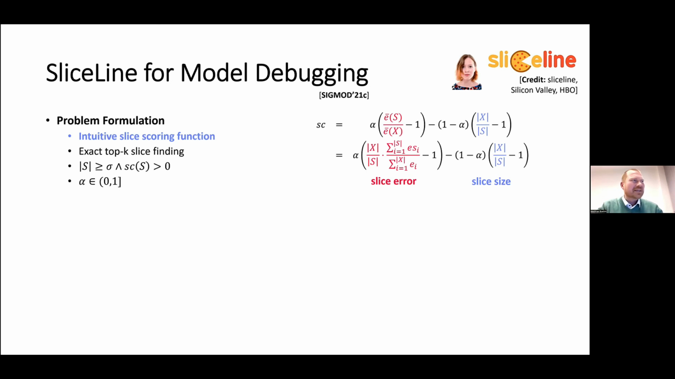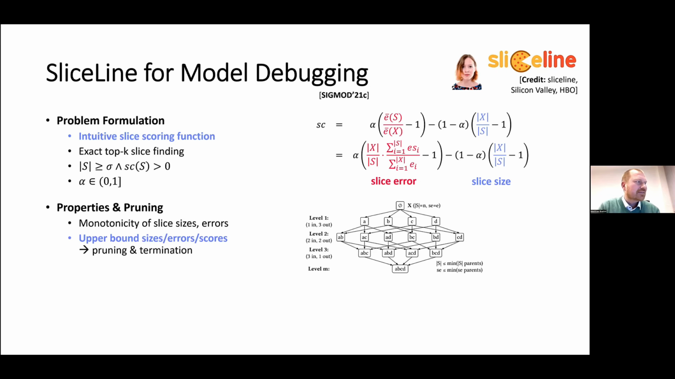Now this intuitive scoring function essentially trades off slice errors and slice sizes, and it has a couple of very compelling properties, such as if a slice is half as large as the original data but has twice the error, it has exactly the same score. It's also perfectly balanced under this tuning parameter alpha. And additionally, we establish a minimum support threshold, which allows us to exactly enumerate the exponentially large lattice of potential distinct value combinations.